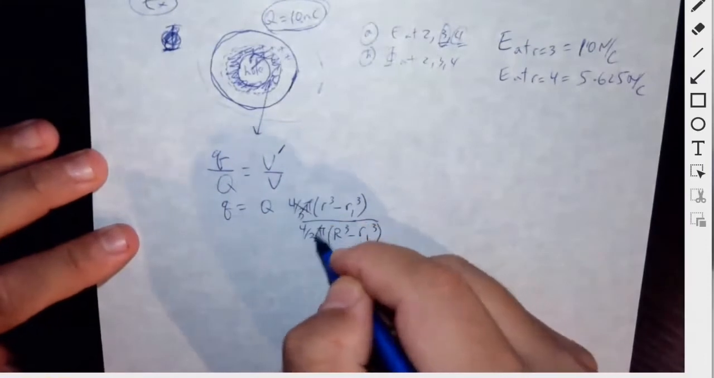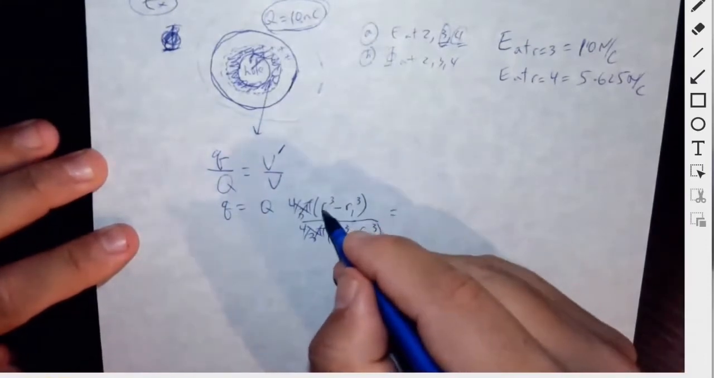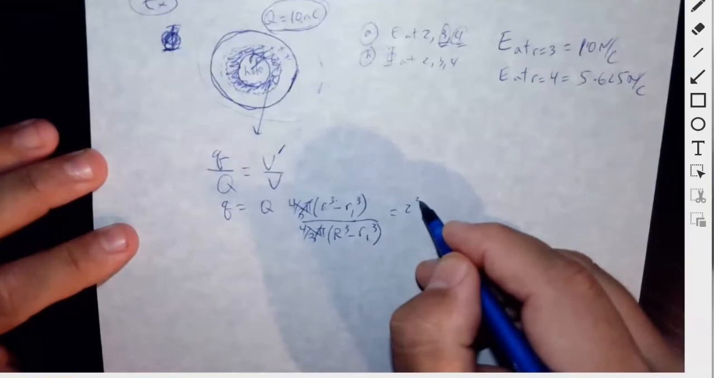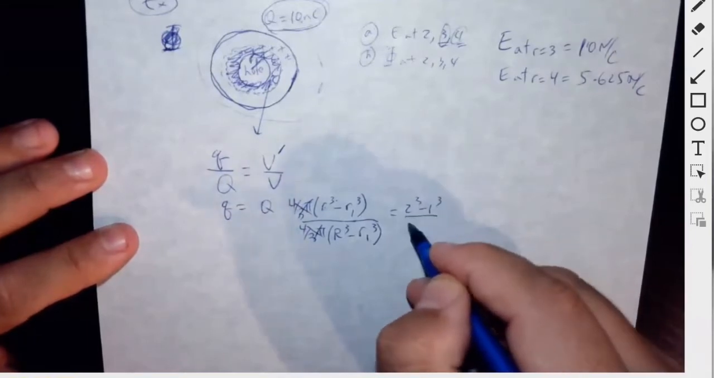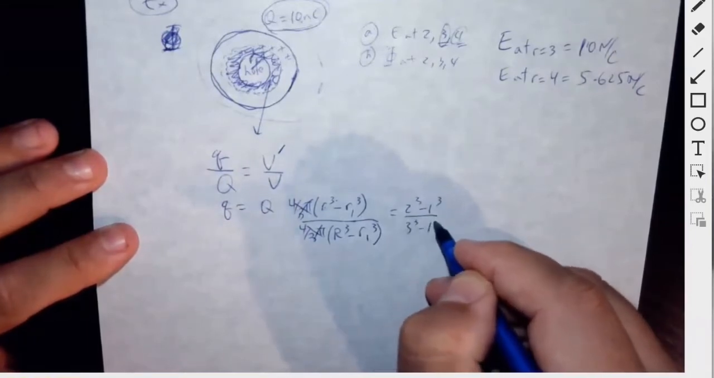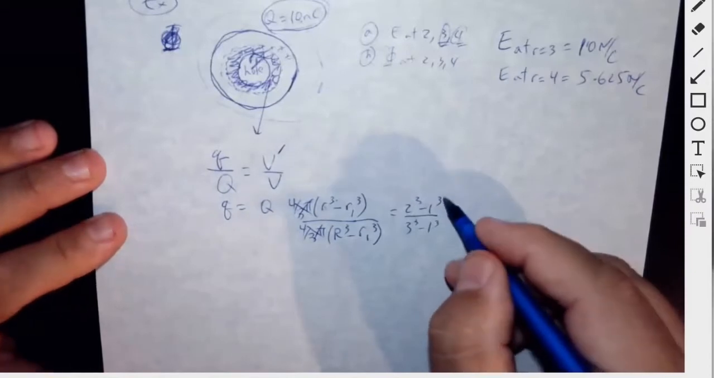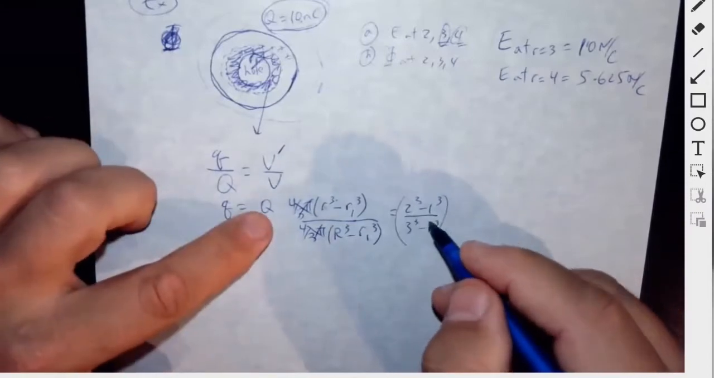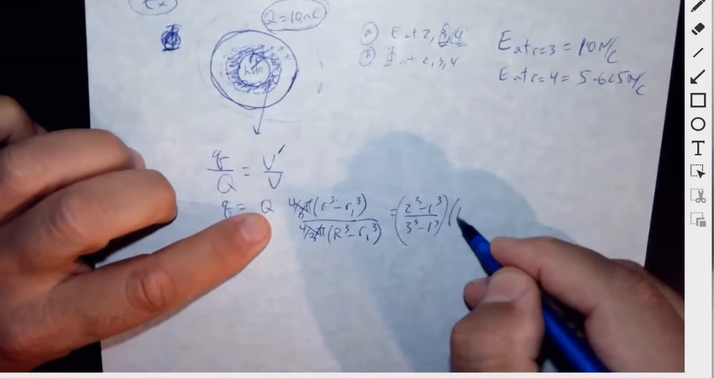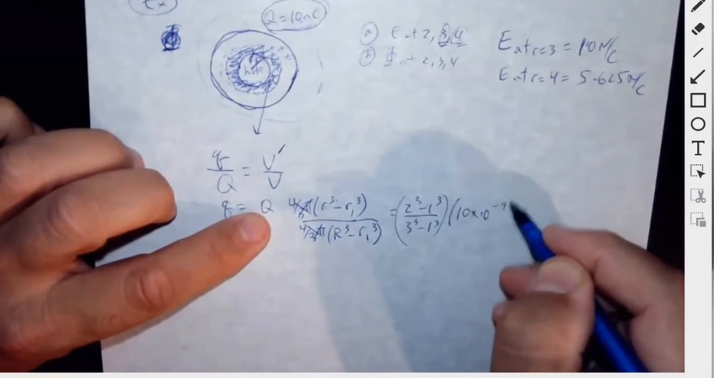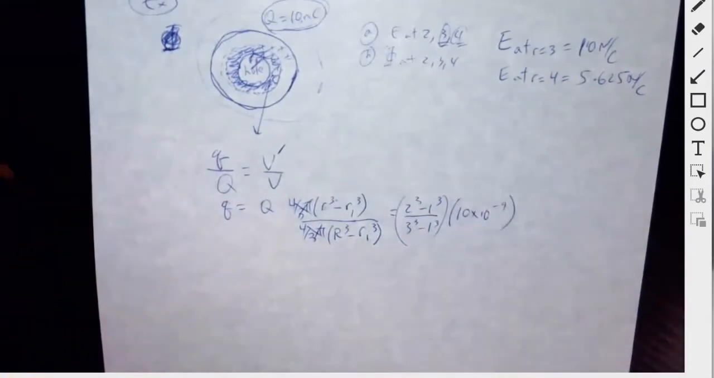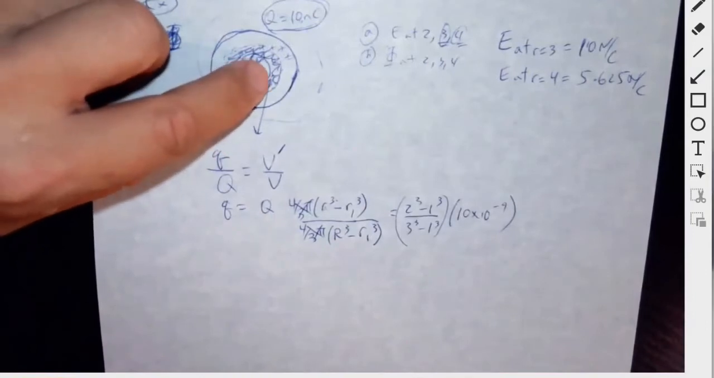So then cancel that. And then this is going to be 2 cubed minus 1 cubed over 3 cubed minus 1 cubed, right? And then multiply that by the total charge of the sphere, 10 nanocoulombs. So that's going to tell me how much charge is enclosed just in that.